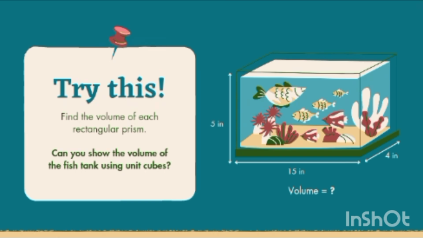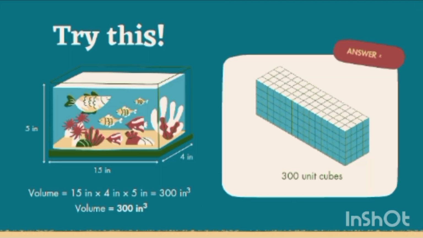Here we have a length of 15, breadth of 4, and height of 5. Now we need to use the volume formula, which is length into breadth into height. When we multiply length into breadth into height, we will get 300. So our volume of this is 300.